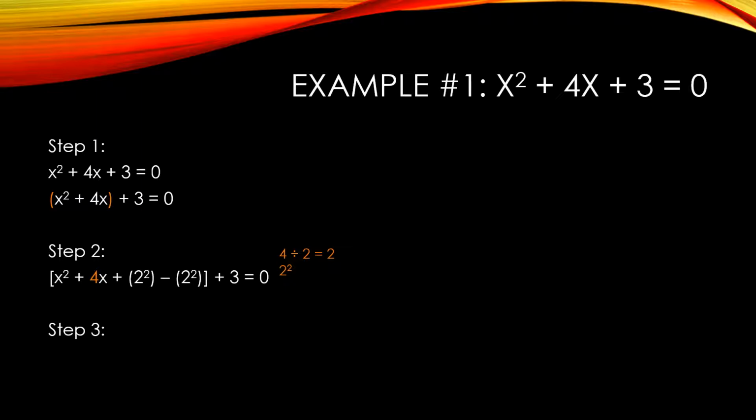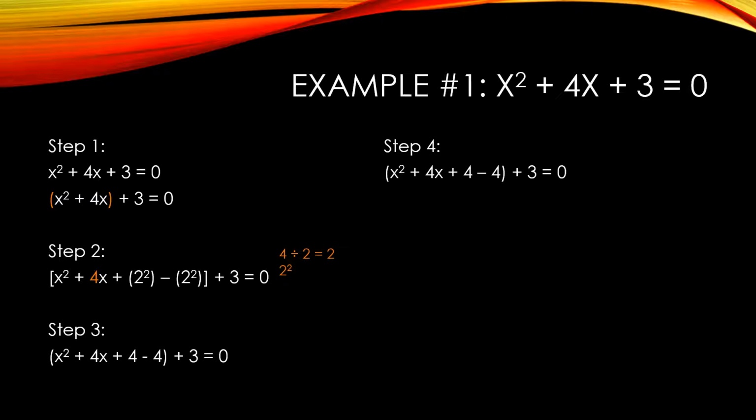Step number 3, evaluate for your exponent. So that means we're going to evaluate for 2 squared. So we're going to rewrite our bracket as x squared plus 4x plus 4 minus 4, close bracket, plus 3 equals 0. Step number 4, get rid of that negativity.